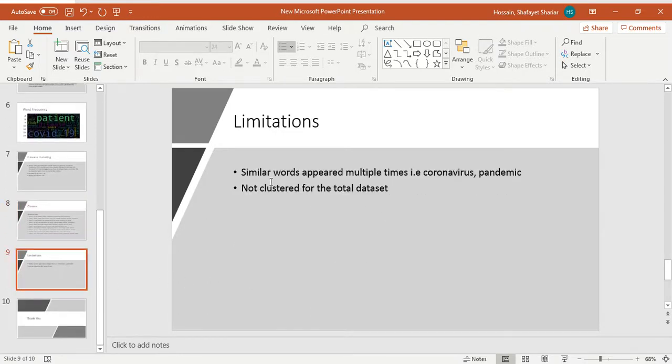The limitations are that similar words appear multiple times, and also the clustering was not done on the total dataset. Because of computational limitations, as the dataset is huge, it was not possible with my limited system to do word vectorization for the whole dataset.